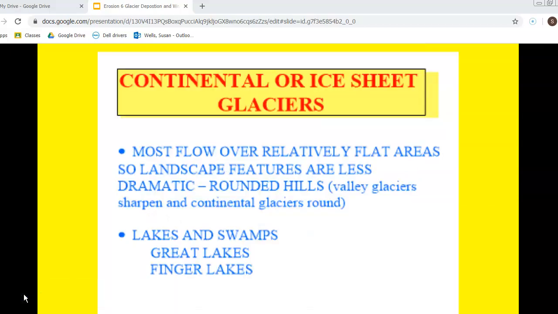Continental ice sheet glaciers aren't nearly as picturesque and dramatic as valley glaciers are, because they're flowing over relatively flat lands. So you're going to get rounded hills, and you're going to get lakes and swamps. The Great Lakes were formed by the last glacier that covered us, and we're also going to get a type of lake called a finger lake, and something called a kettle lake.